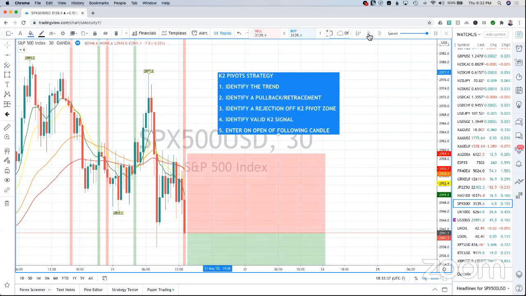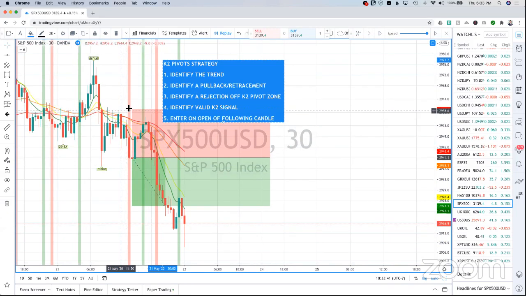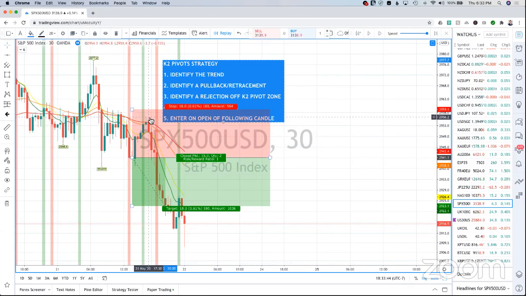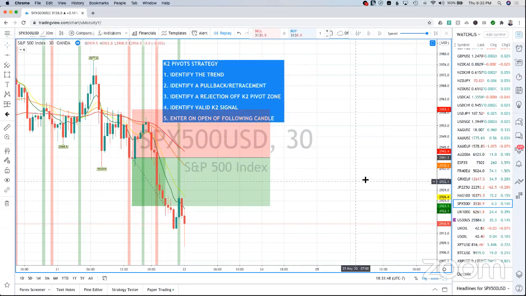And that's about it. Let it run. And there you go. See, this is why we put it at the previous swing, because if you put it too close, you would have gone stopped out. You put it at the previous swing, just perfect. And then it hit profit target again right there on the 30-minute.